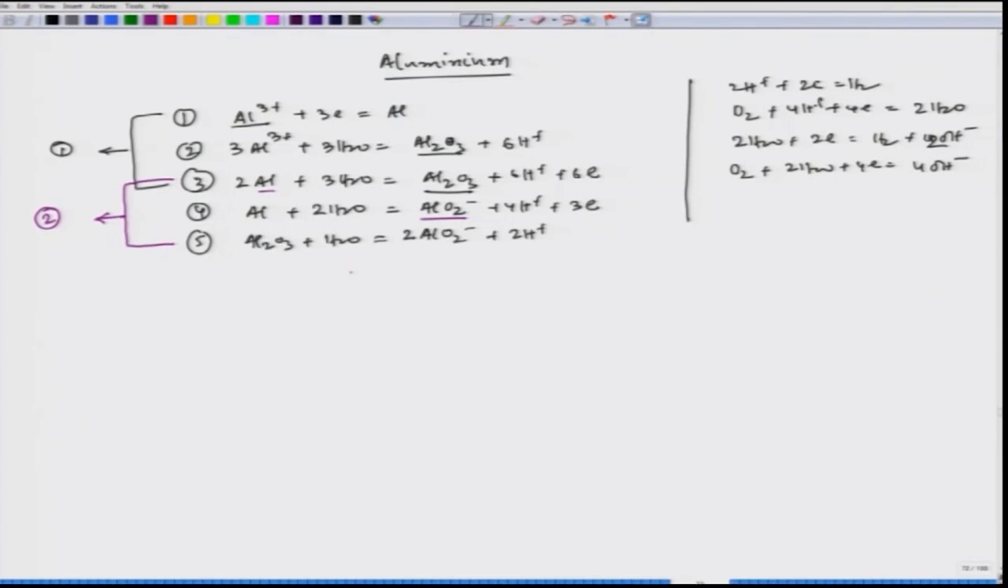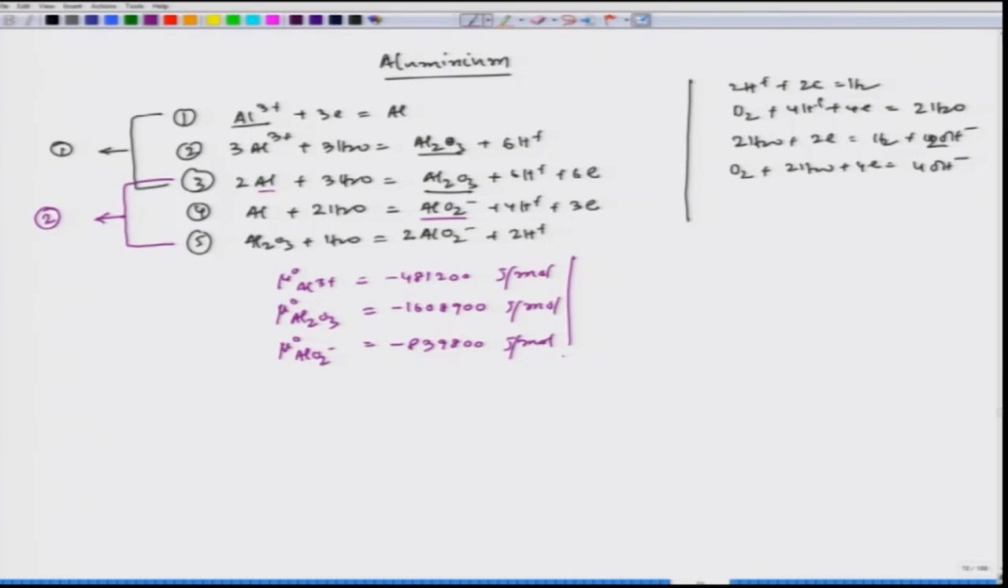And then you already have the water data, you only need mu 0 of Al 3 plus equal to minus 481200 joule per mole, mu 0 Al2O3 equal to minus 1608900 joule per mole, and mu 0 AlO2 minus equal to minus 839800 joule per mole. And remember, mu 0 Al would be 0. Once we have the data, mu 0 H2O, mu 0 H plus as well as mu 0 OH minus, you can find out from previous lectures.